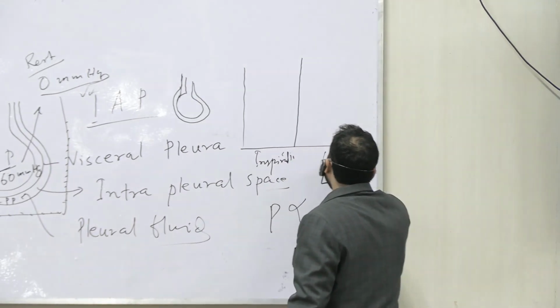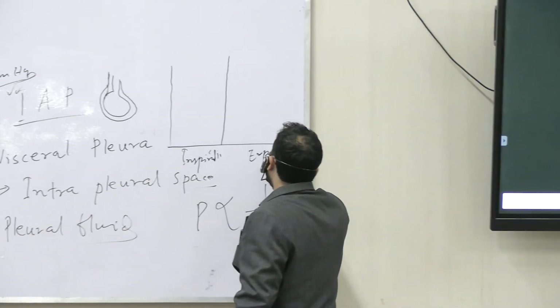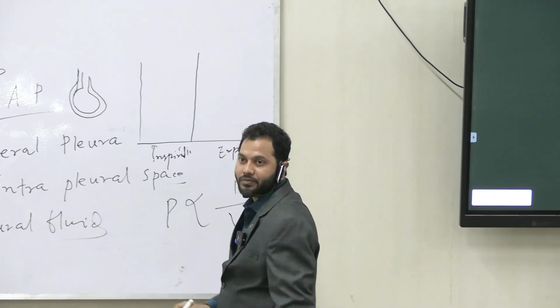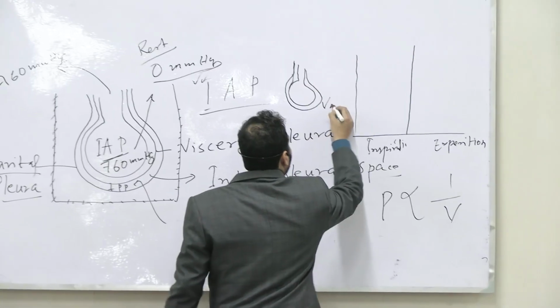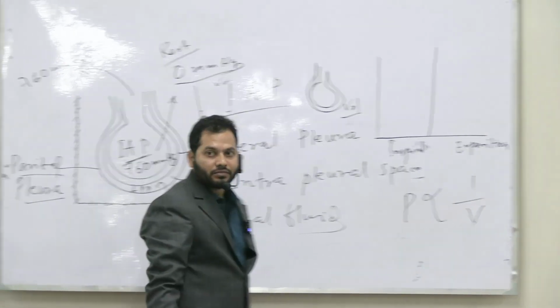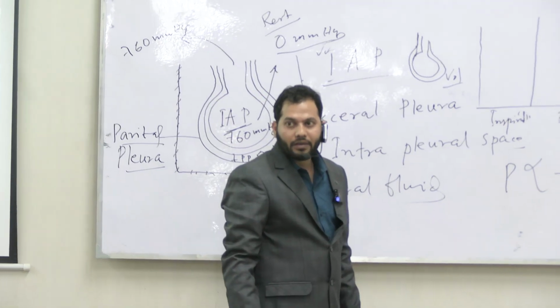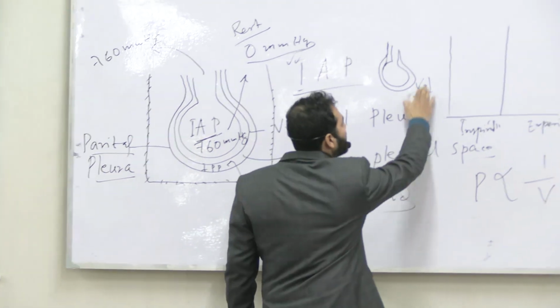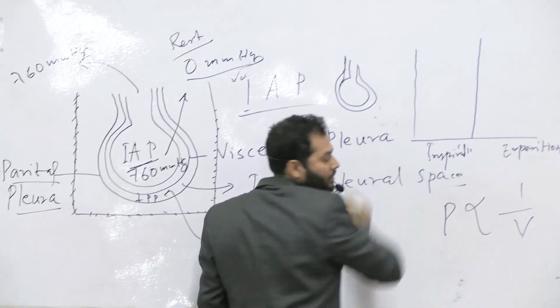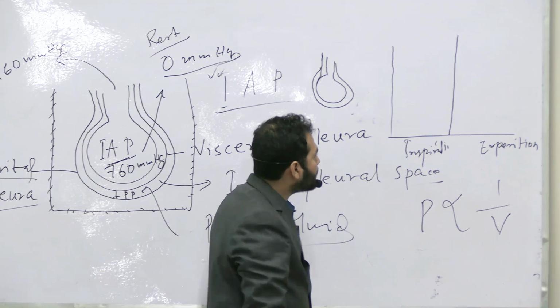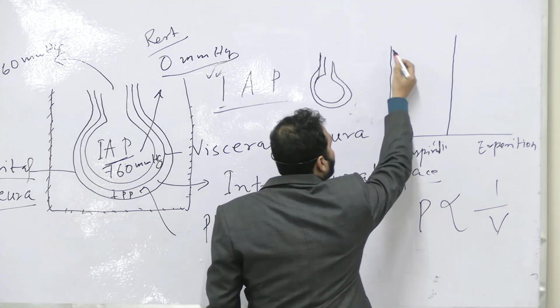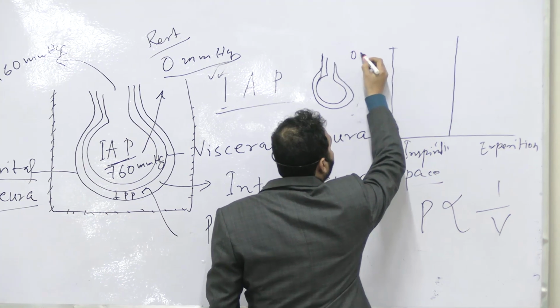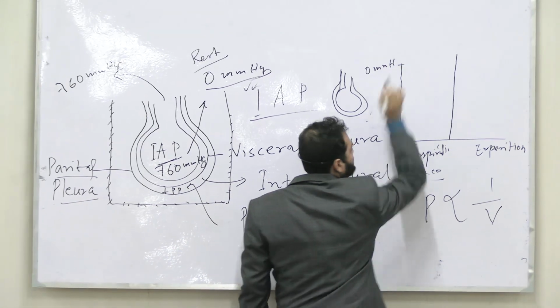This is inspiration, expiration. This is the volume of alveoli. Sorry, this is the pressure on the y-axis. See, initially, suppose it is 0 mm Hg.